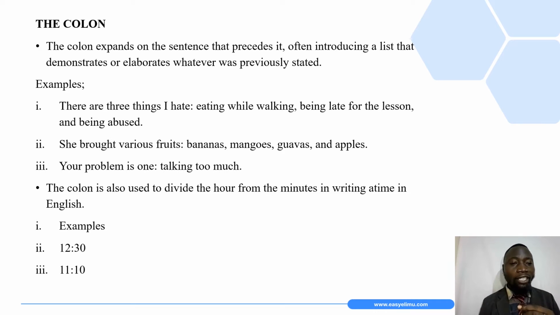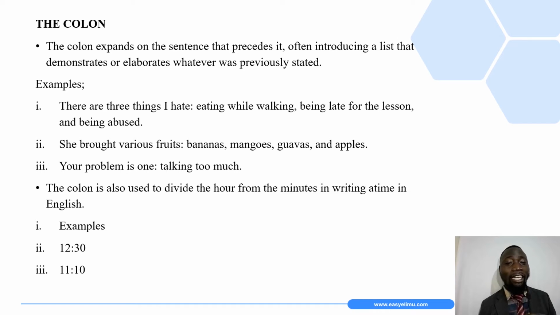How about we start by looking at the first punctuation mark, that is the colon. Here are some of the uses of the colon, dear students. Number one, the colon expands on the sentence that precedes it, often introducing a list that demonstrates or elaborates whatever was previously stated. Looking at the example below: there are three things I hate: eating while walking, being late for the lesson, and being abused. Here, whatever is stated previously is "there are three things I hate."